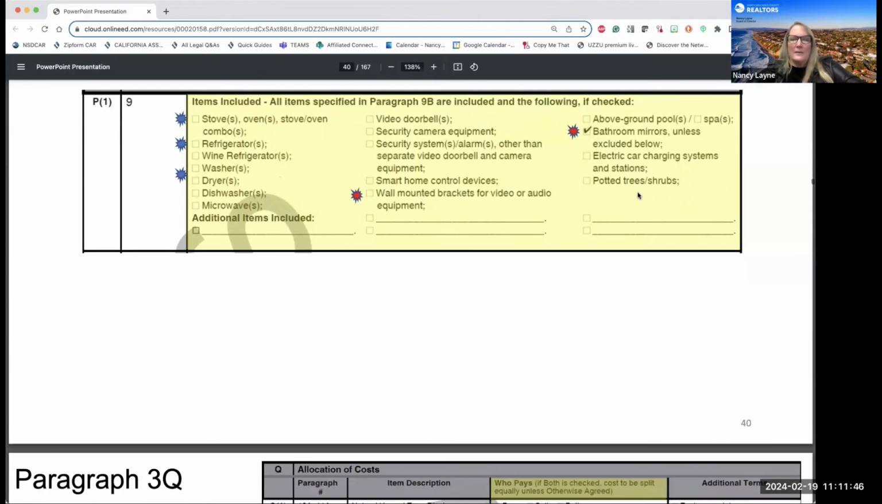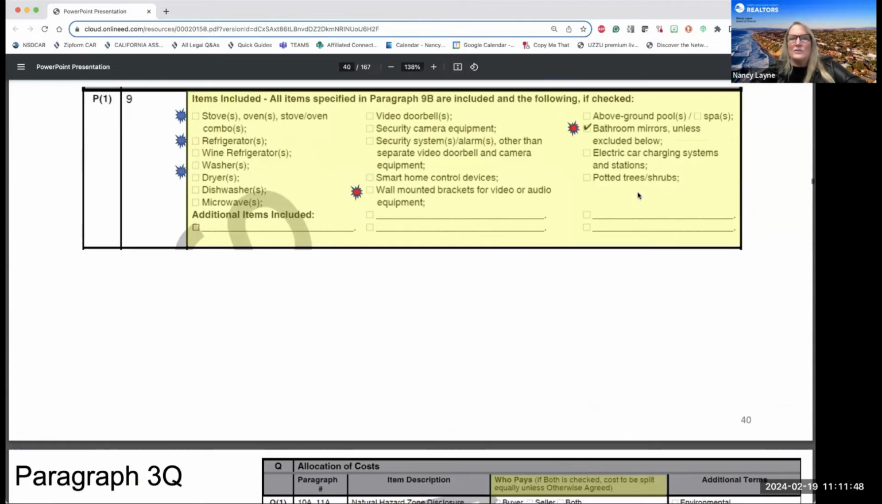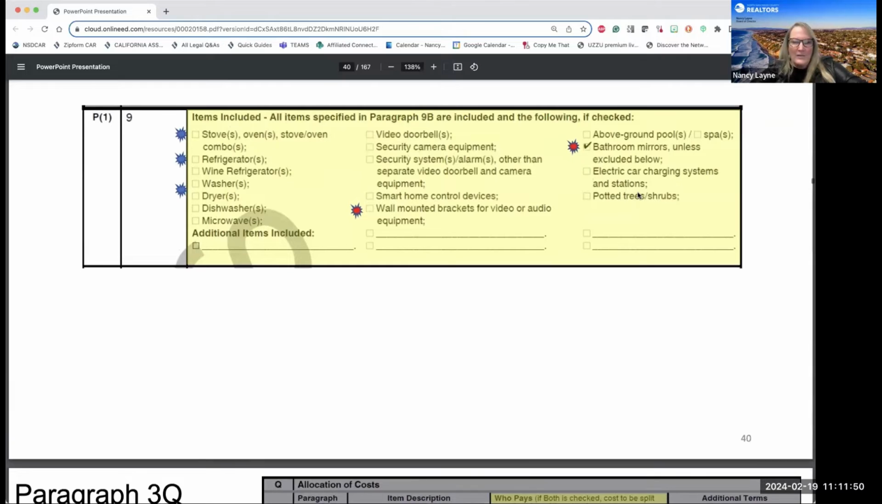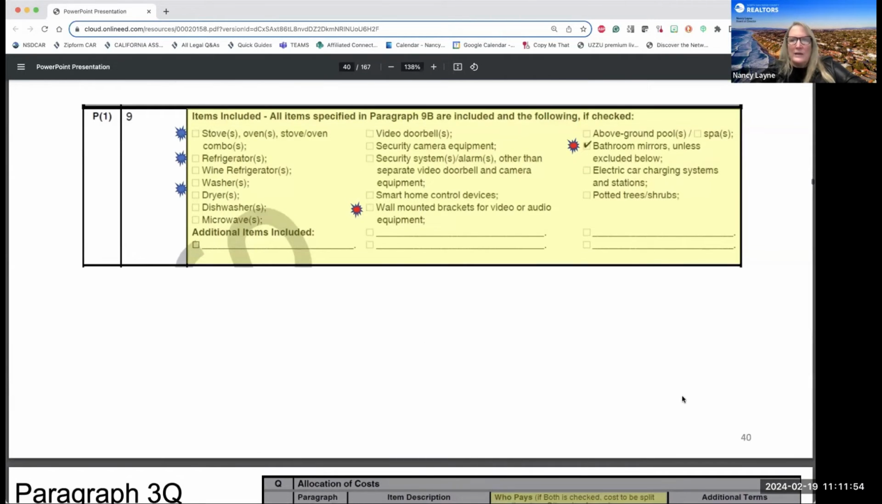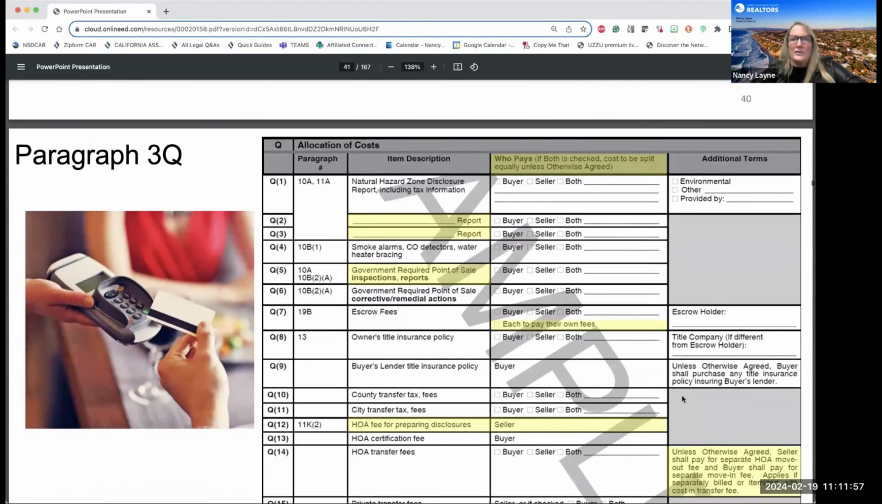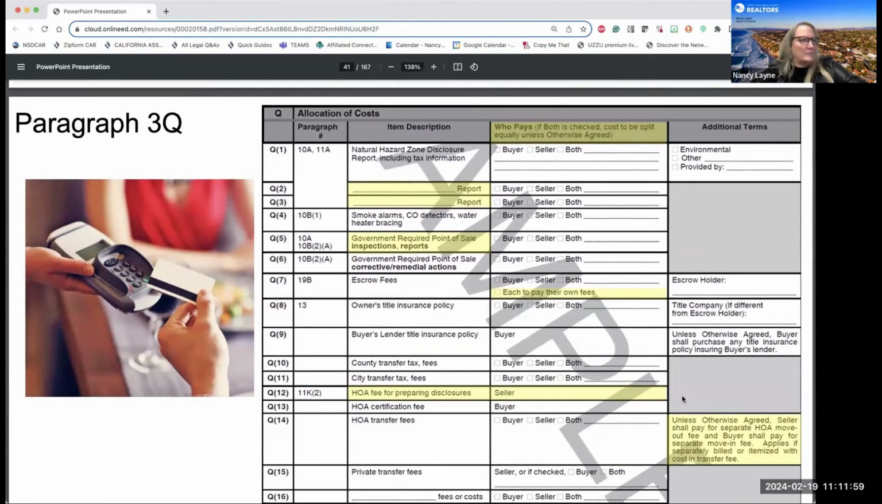The other one that's always been a concern is curtains, by the way, and that's anything attached to the wall. And we actually had to add in the description: curtains, brackets, anything that's attached to the window is essentially included.